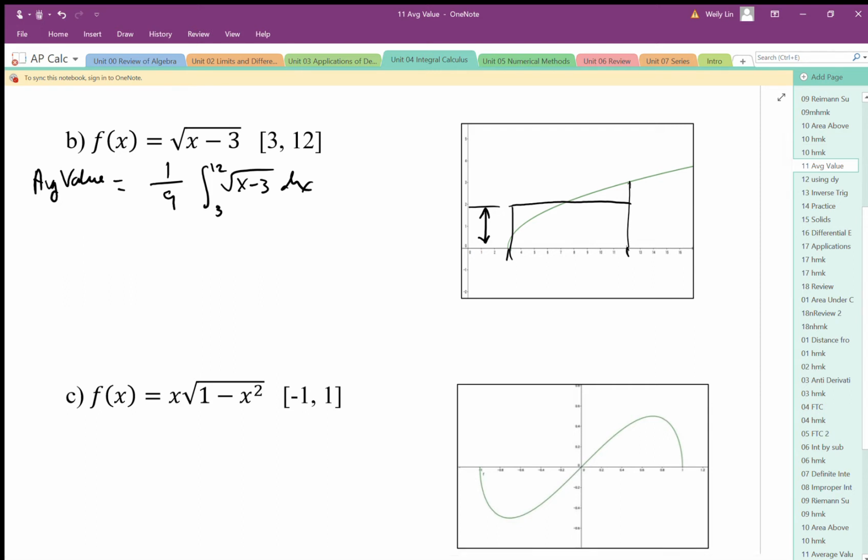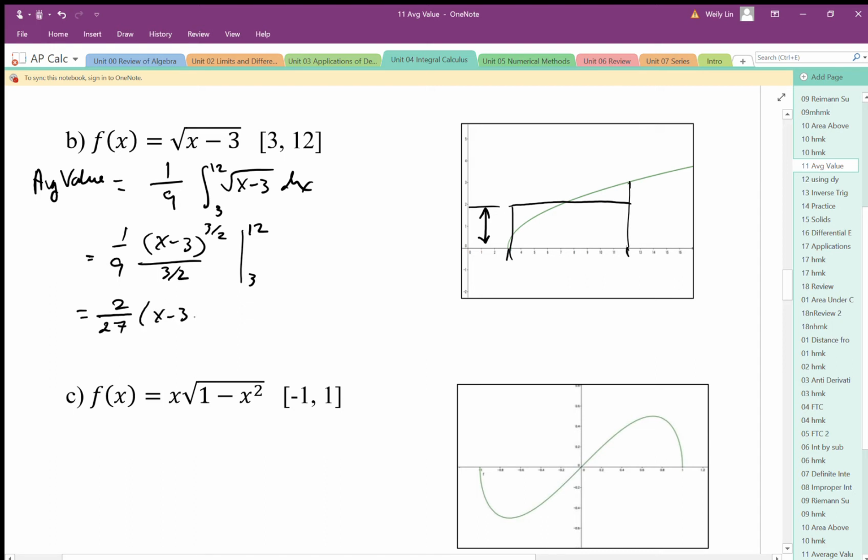square root of x minus 3. So then, anti-differentiating this becomes (x minus 3) to the power 3 over 2, over 3 over 2. Okay, I should really simplify that fraction. So this becomes, what is that going to be? 2 over 27, (x minus 3) to the 3 over 2, from 3 to 12. Evaluate that integral.